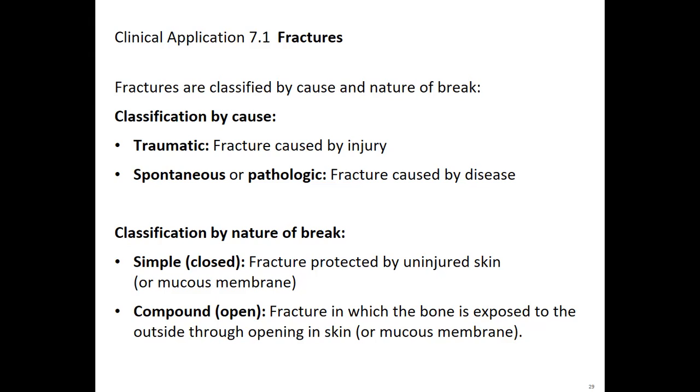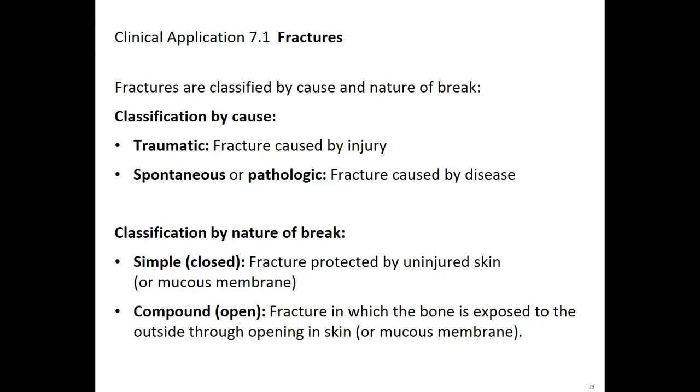A closed fracture is called a simple fracture. These are the fractures that you don't see. This is protected by uninjured skin. So, most of the time, when we see somebody with a bone break, it's a closed fracture because you don't actually see the broken bone, but it is there.